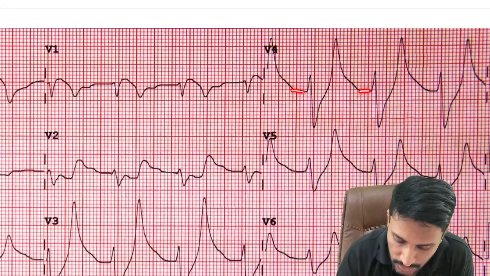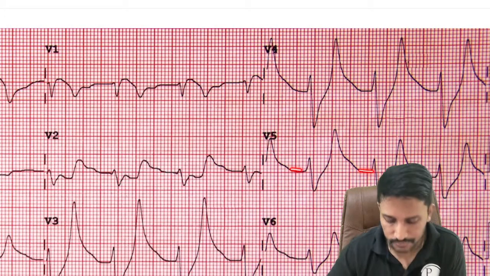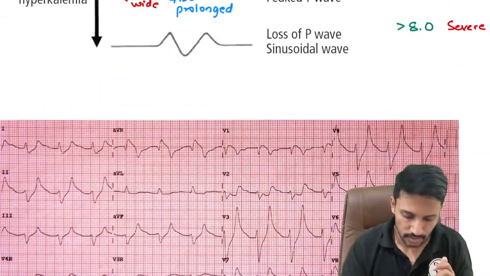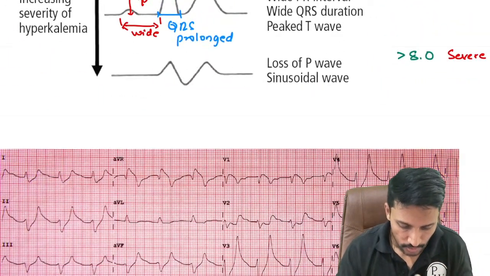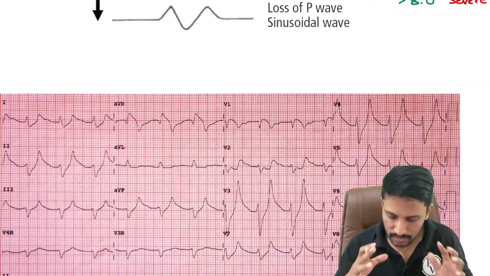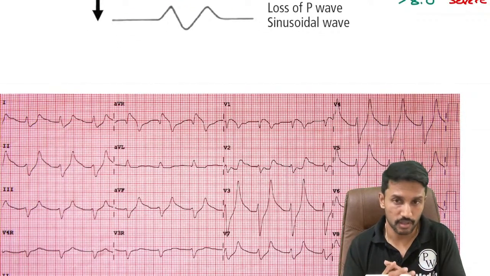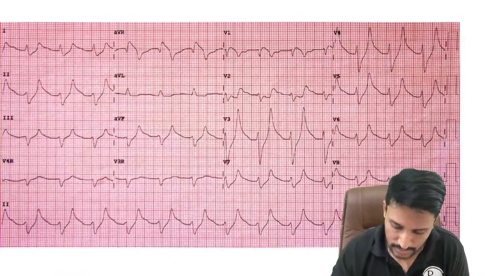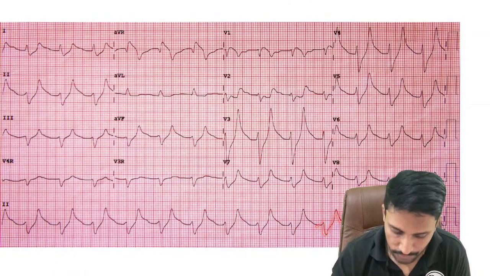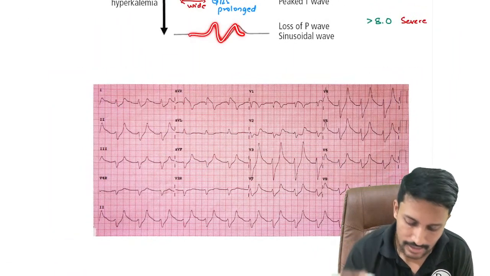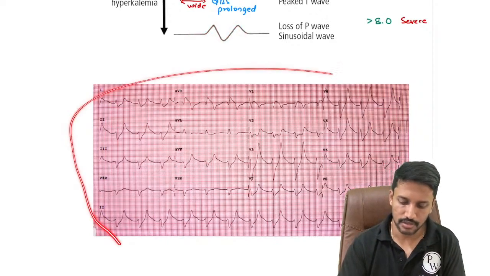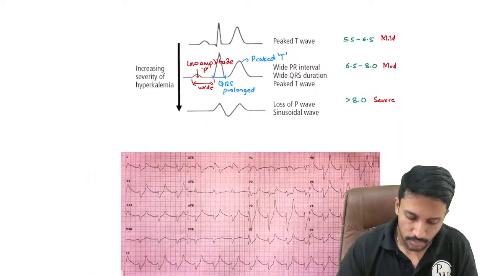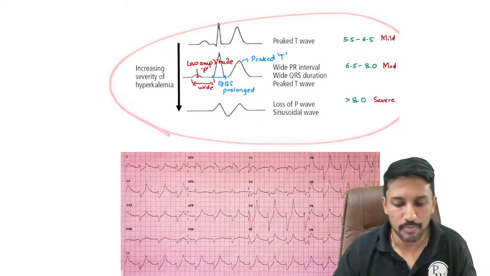And do you see P waves anywhere? The P waves are lost. So here there is loss of P waves, QRS widening, and because there is no visible P waves, I cannot comment about the PR interval, but tall peaked T waves are there. And then you can say it is looking like the sine wave pattern, right? So I can say that this patient has got very severe hyperkalemia. So this is about the ECG changes in hyperkalemia.